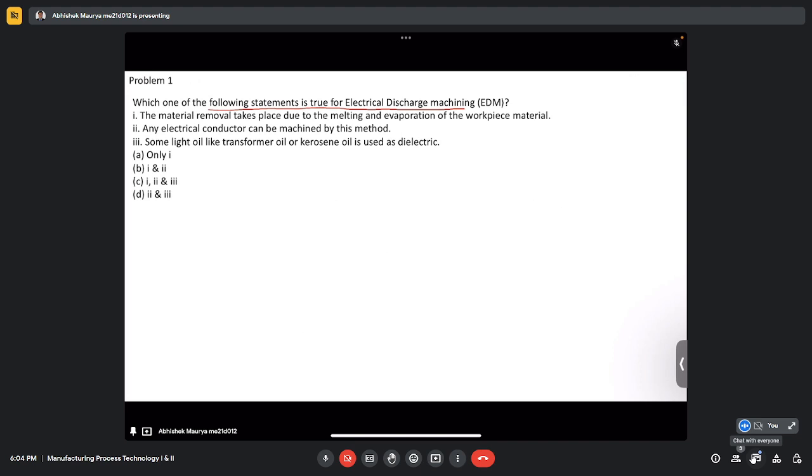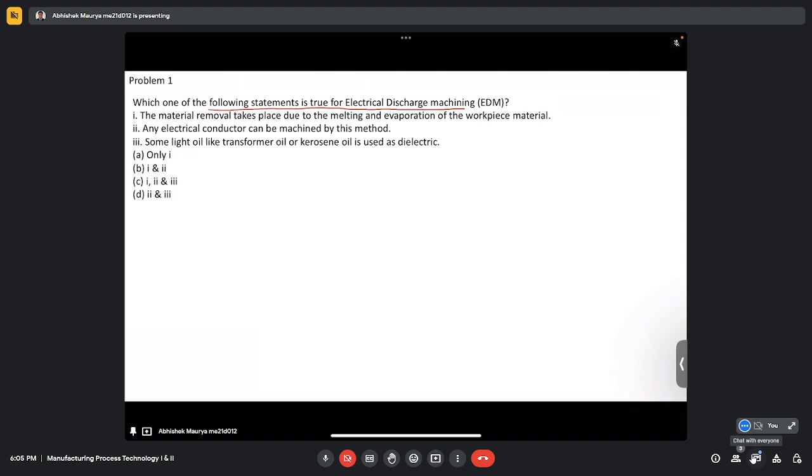Till now we have been studying lots of machining processes. Earlier we studied conventional machining processes. There we learned about turning, milling, drilling, all those things. And after that we are studying non-conventional machining techniques. Why do we require non-conventional machining techniques? It is because there are several materials which are difficult to machine, which we cannot machine by conventional machining methods. For that, we need to go for non-conventional machining techniques. Electro discharge machining is one of the non-conventional machining techniques.